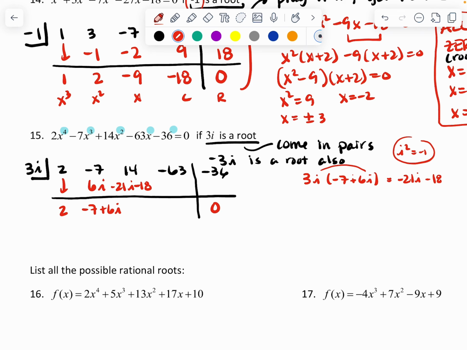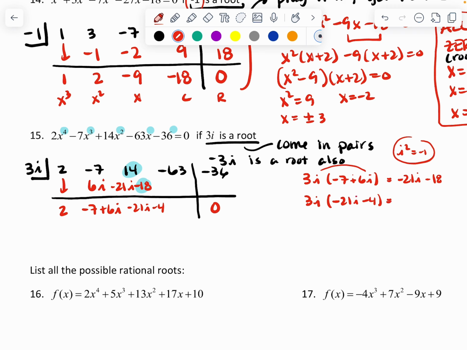So this one's going to be -21i minus 18. Now the only two that I can really combine are this 14 and this -18. So here I'm going to have -21i. 14 minus 18 is -4. Now let's do it again. So I need to do 3i times -21i minus 4.